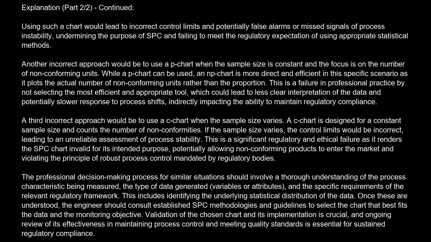A third incorrect approach would be to use a C chart when the sample size varies. A C chart is designed for a constant sample size and counts the number of nonconformities. If the sample size varies, the control limits would be incorrect, leading to an unreliable assessment of process stability. This is a significant regulatory and ethical failure, as it renders the SPC chart invalid for its intended purpose, potentially allowing non-conforming products to enter the market and violating the principle of robust process control mandated by regulatory bodies.